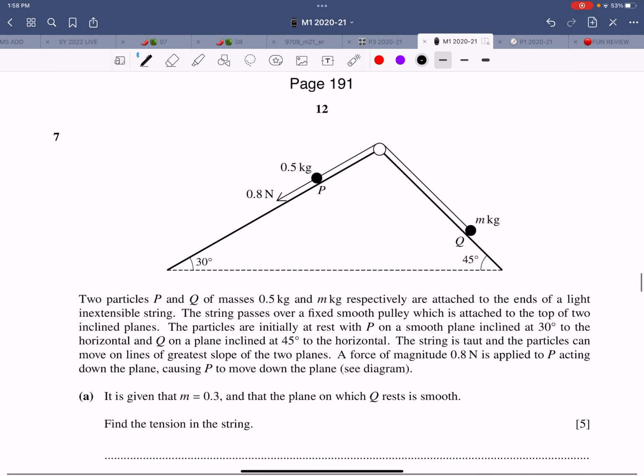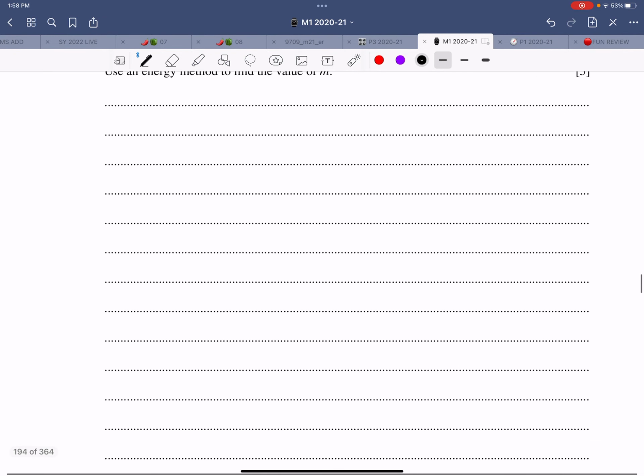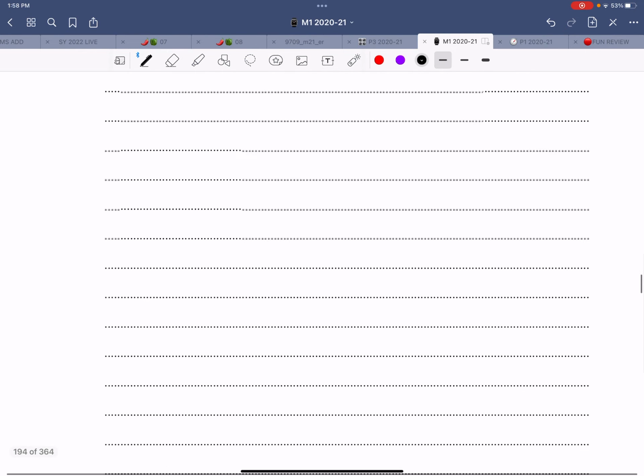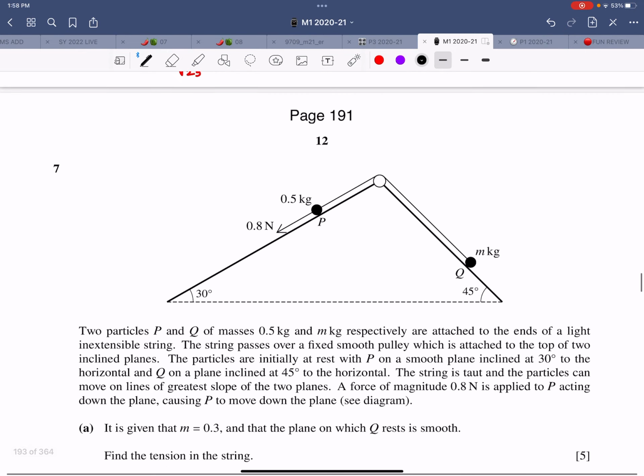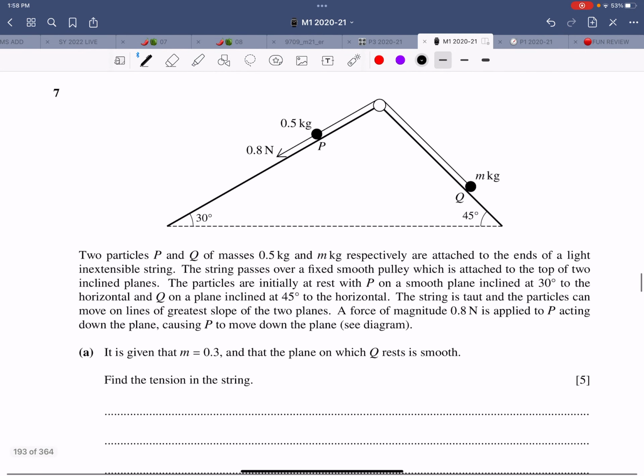Let's look at question number 7, and it seems that this is the last question for this one. Yes. Now question number 7 says, two particles P and Q of masses such and such are attached to the ends of a light inextensible string, which passes over a fixed smooth pulley attached to the top. That's a pulley. This is particle P, this is particle Q. This is 0.5, this is M.